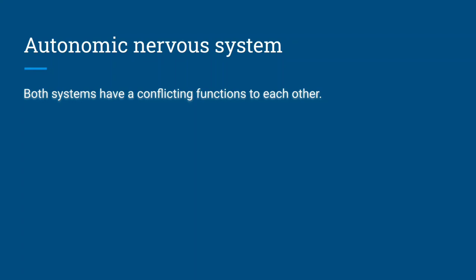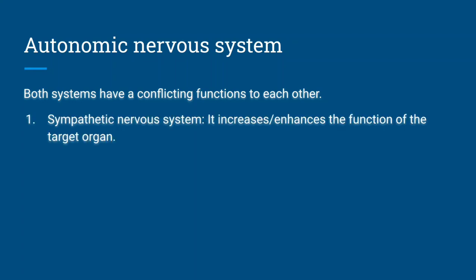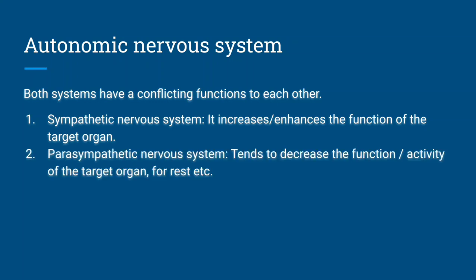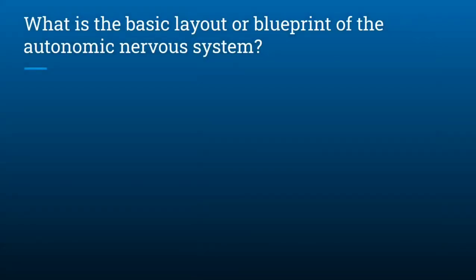So both systems have conflicting functions to each other. The sympathetic nervous system increases or enhances the function of the target organ, and the parasympathetic nervous system tends to decrease the function or activity of the target organ. So for example, if rest is needed for a certain organ, then the parasympathetic nervous system will send out the signal and that tissue or organ is going to rest. That's one of the examples.